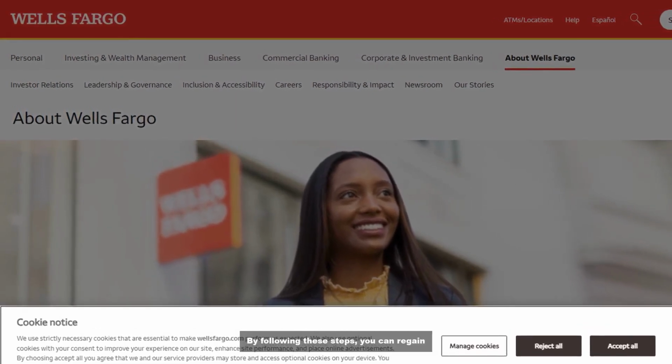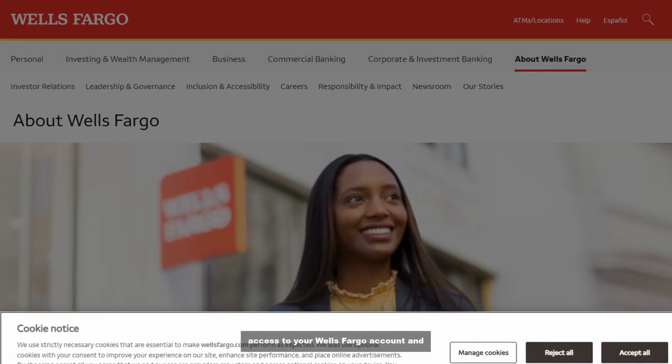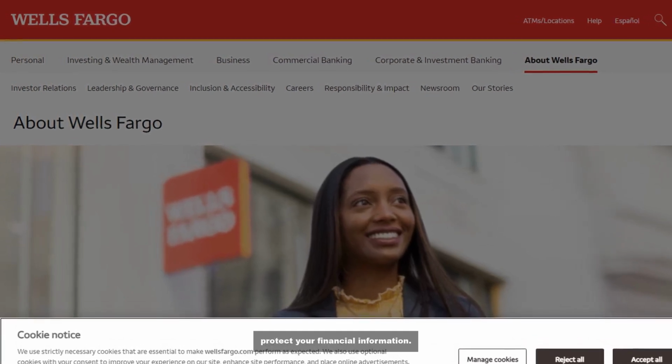By following these steps, you can regain access to your Wells Fargo account and enhance its security. Always stay vigilant to protect your financial information.